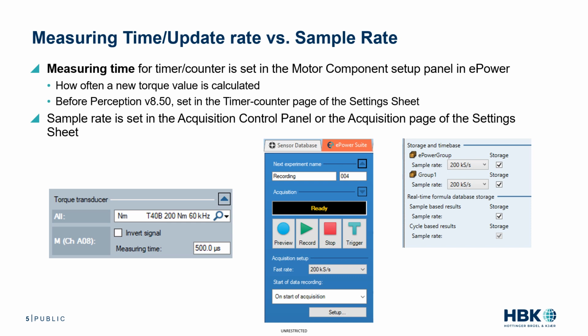The sample rate for the recording is set in the acquisition control panel or the acquisition page of the settings sheet. In contrast, the measuring time is set in the setup panel for the motor component in ePower.